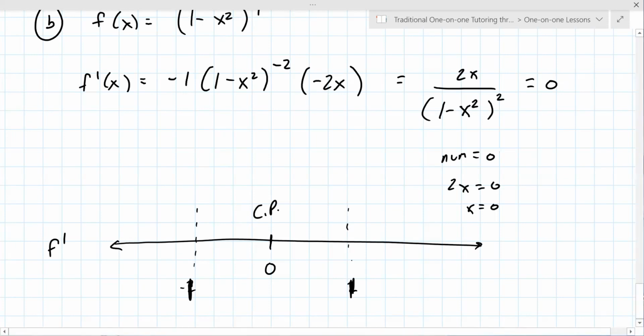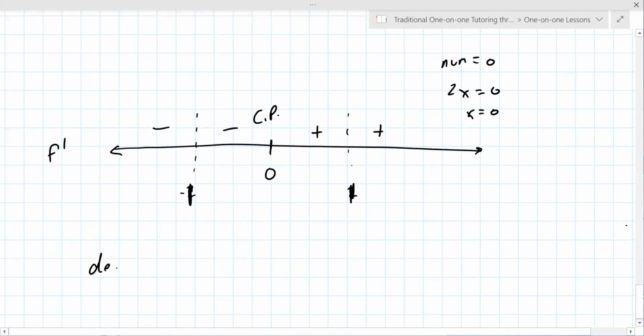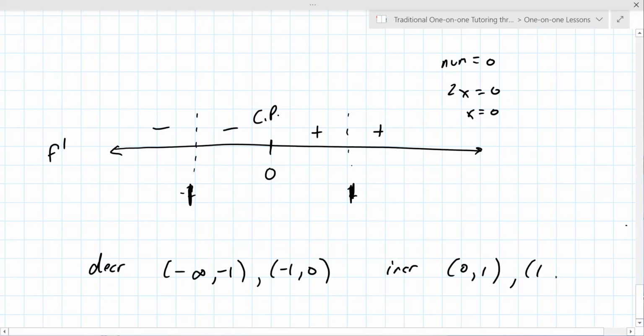Now notice the denominator is always positive, because when you square something, it's always positive. So it's just the sign of the numerator. So in this case, if you try 1/2, it's positive. If you try 10,000, it's positive. And this is negative, but it's important to differentiate between them. So now the increase and decrease, you got to be really careful. It's decreasing on -infinity to -1, comma, -1 to 0. And increasing on 0 to 1, comma, 1 to infinity, because they're not part of the domain.